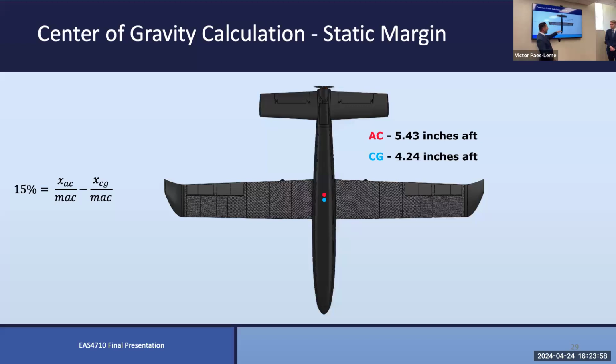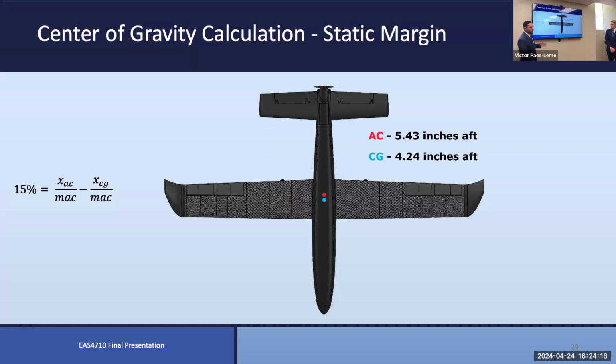Anything that is after that would cause the plane to be unstable, and anything in front of it would make it stable. So the further forward we place it, theoretically, the more stable the plane would be. With this in mind, we used something called static margin in order to calculate how far forward we wanted our center of gravity to be.